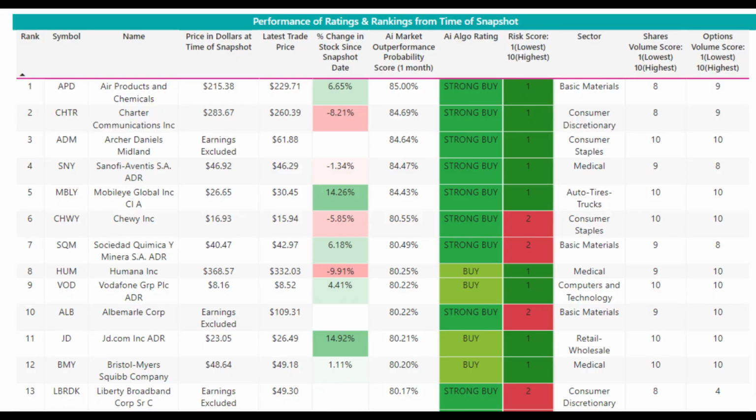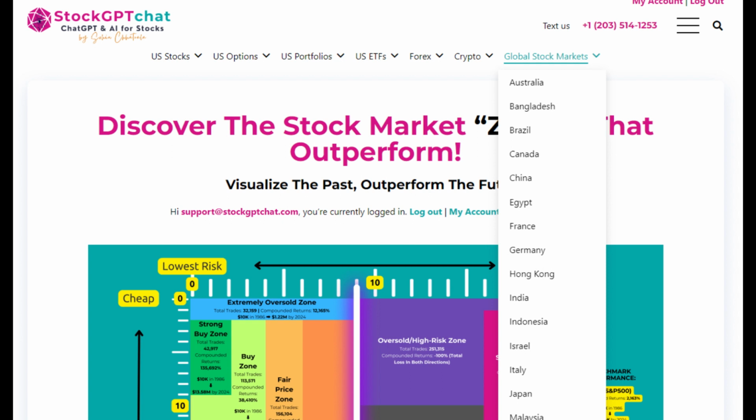We then applied the same exact structure and model to other international markets as well as crypto and forex markets, and we got back the same exact results.